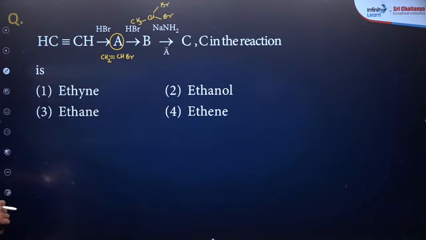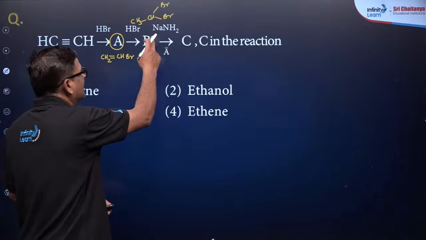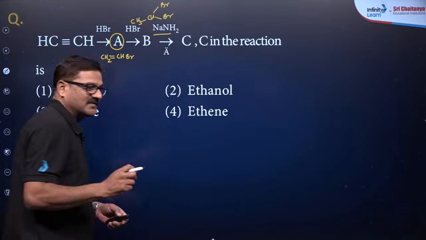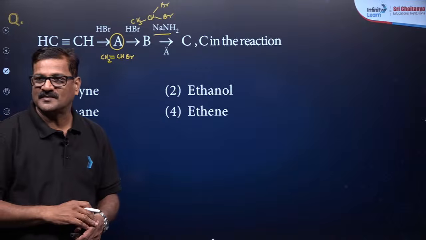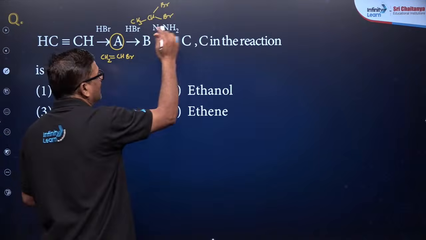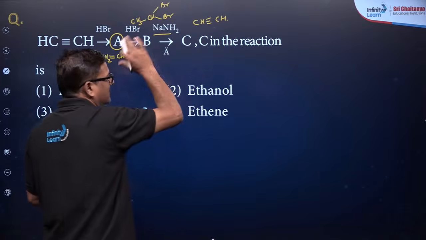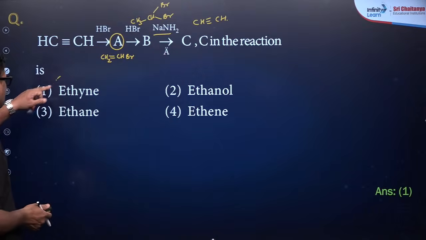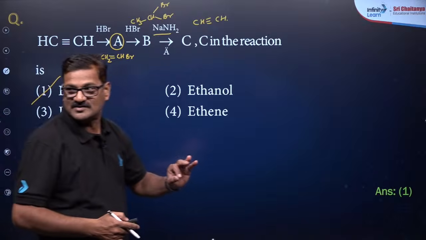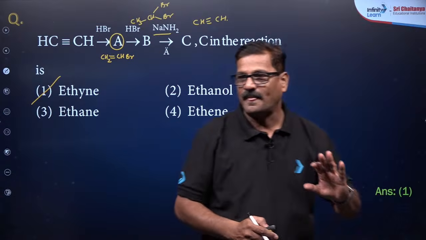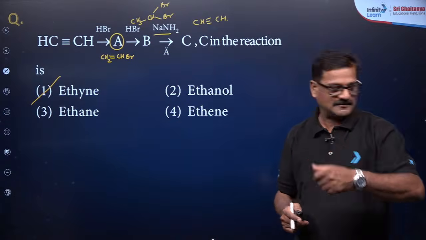Okay, and again if it is treated with excess, you have to write it is excess NaNH2, you are going to get double dehydrohalogenation, you will get again ethyne. It is a tricky question where I want to say ethyne. Acetylene is also called ethyne. Are you getting or not? Bachcho, any doubt?